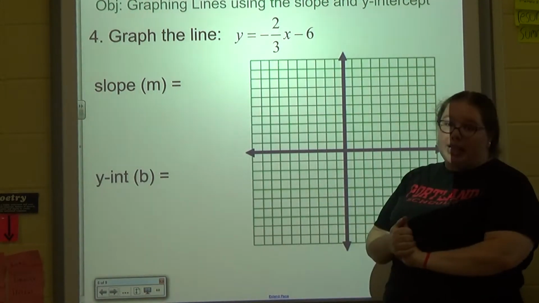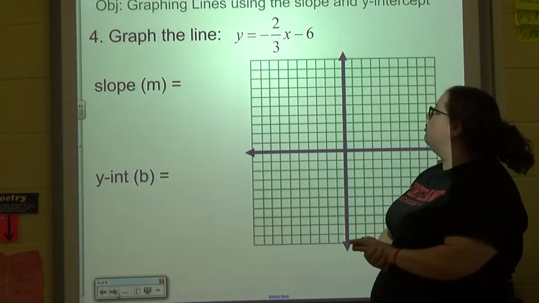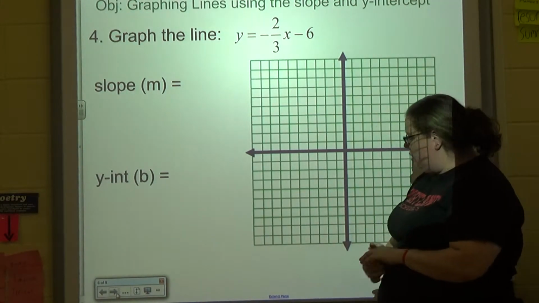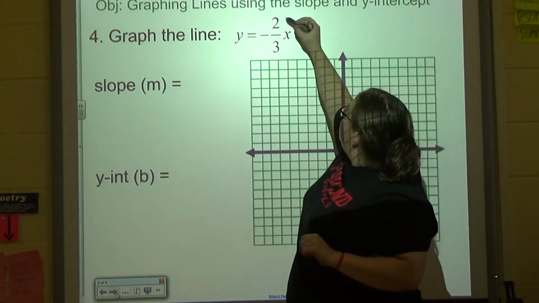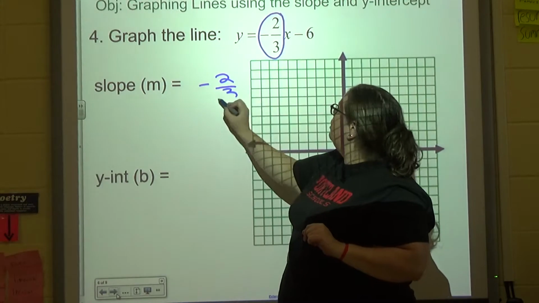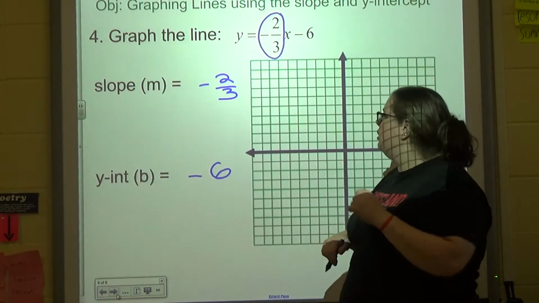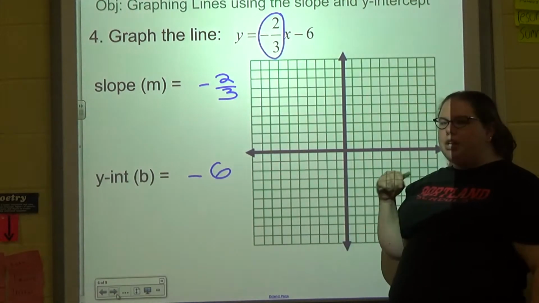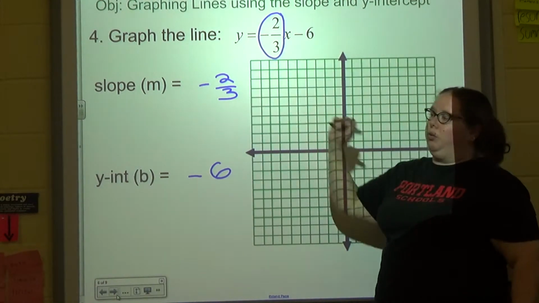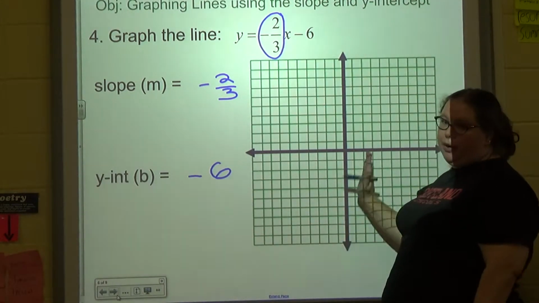Alright, pause the video, try this one on your own. You are ready to do this on your own. Alright, so y equals mx plus b. What's my slope? My slope, again, is in front of the x. Negative 2 over 3. My y-intercept is negative 6. Alright, since my y-intercept is negative 6, do you think we should be going up or down? Since we're going to be down here, I think we should be going up.